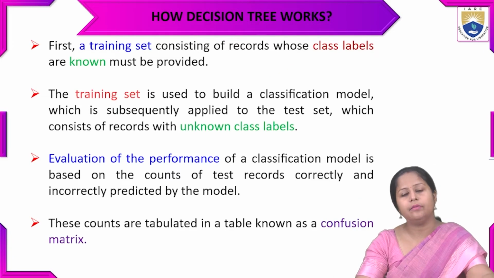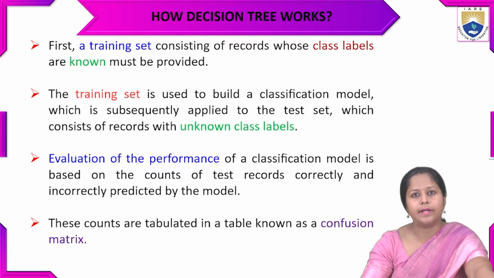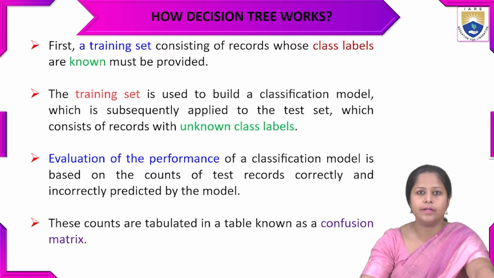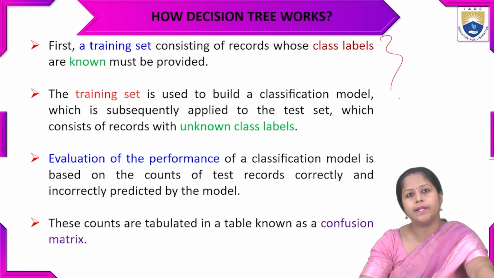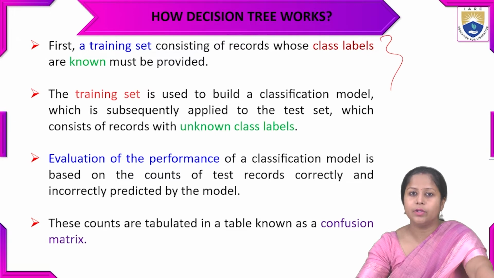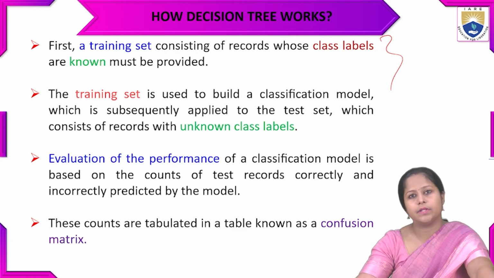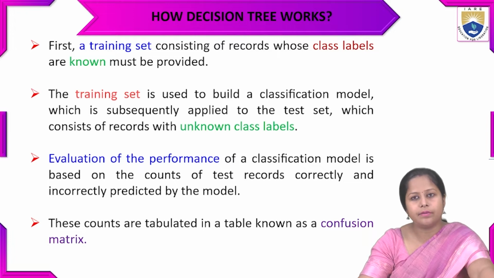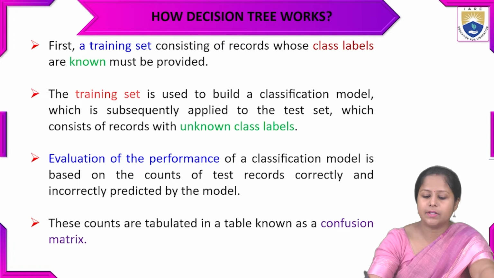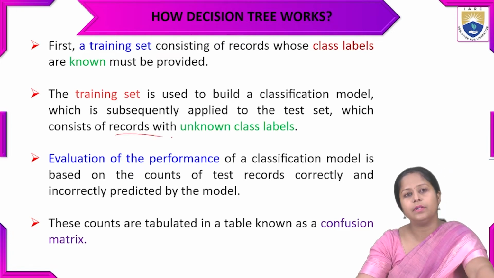So how does a decision tree work? First, as we know, we need a training set that has records with known class labels. We provide the training set, while the model is going to predict the unknown class labels. That training set is used to build a classification model, which is subsequently applied to the test set, which consists of records with unknown class labels.